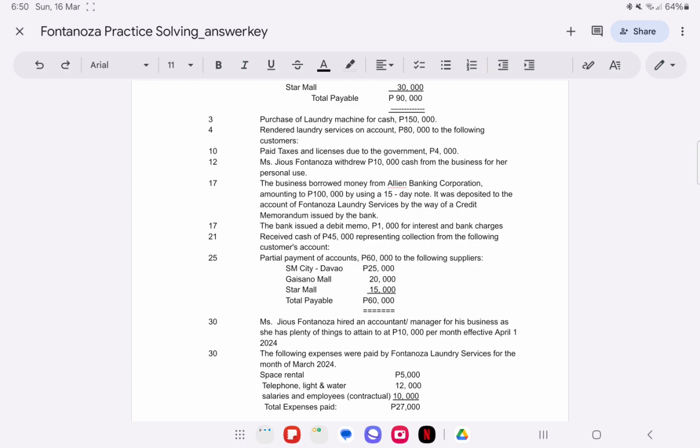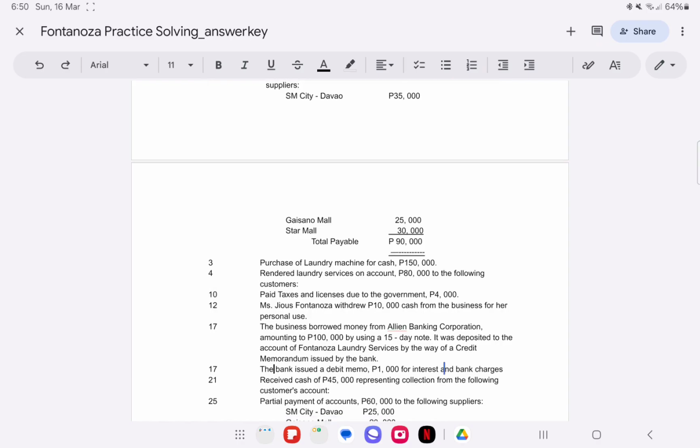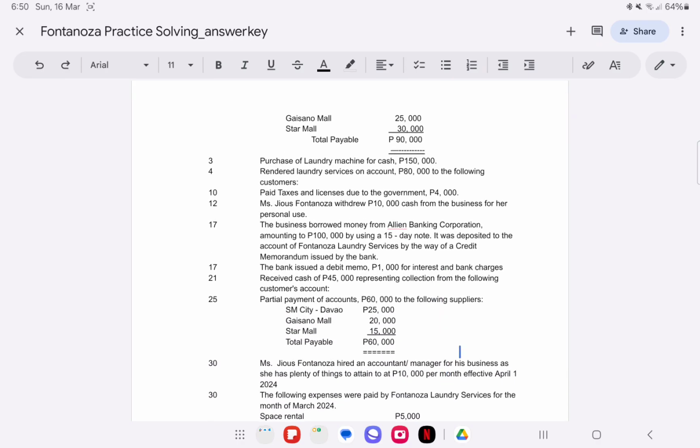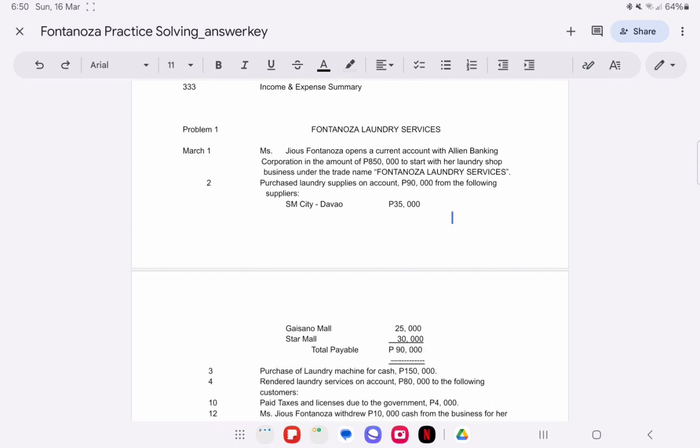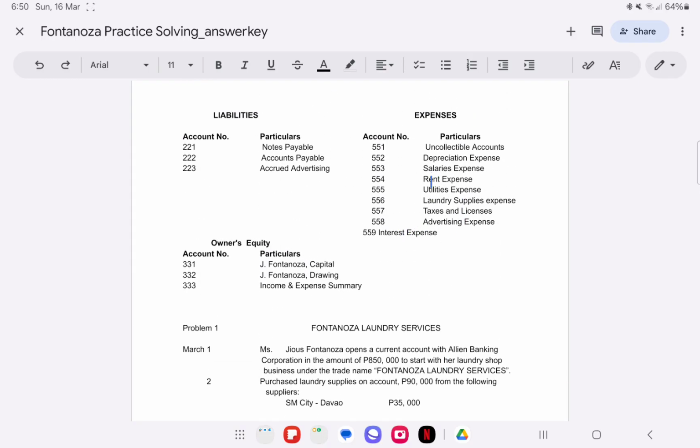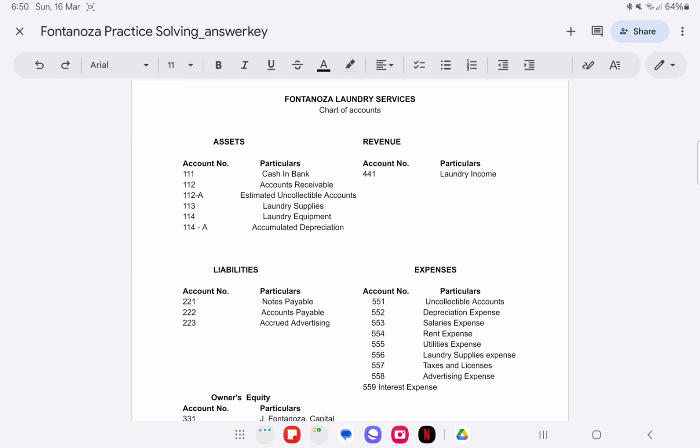Okay, so since we have two transactions of 17, what would be your debit, since this is an interest and bank charges? Let's check the accounting title in the chart of accounts, since it talks about interest and bank charges. So try to look at the chart of accounts.